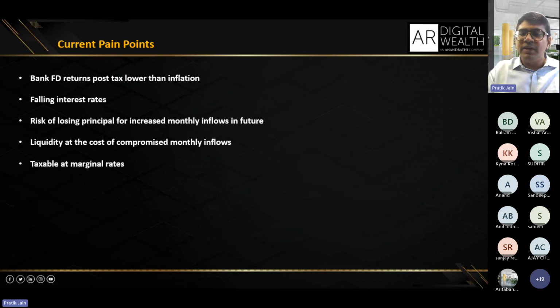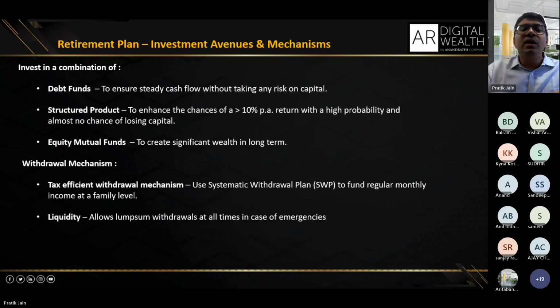Now this is a problem, right, which we need to address, and we can help the client in achieving the ideal objectives which I mentioned in the first slide. So what should be a retirement plan? What we suggest is that you invest in a combination of debt funds, structured product, and mutual funds.